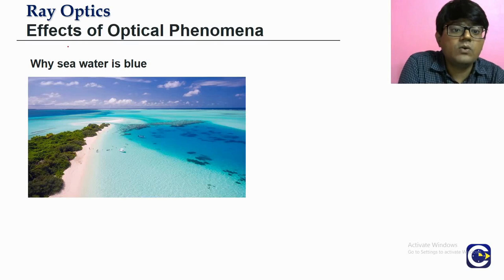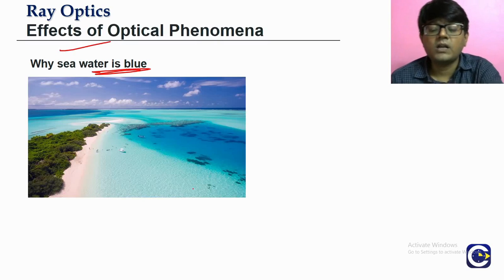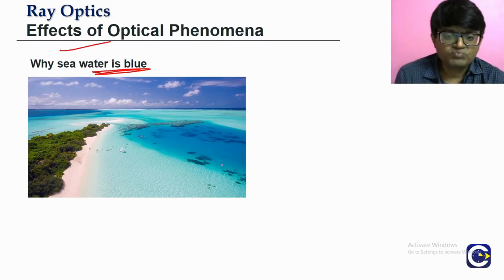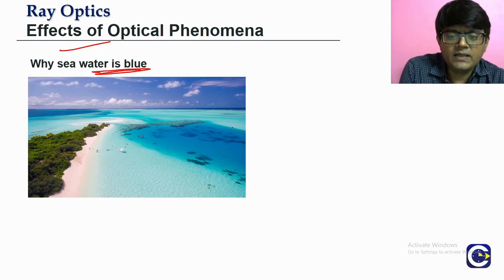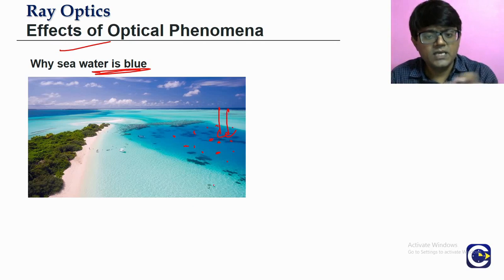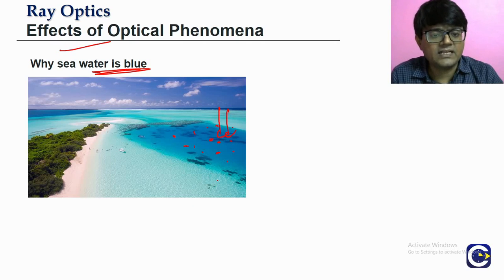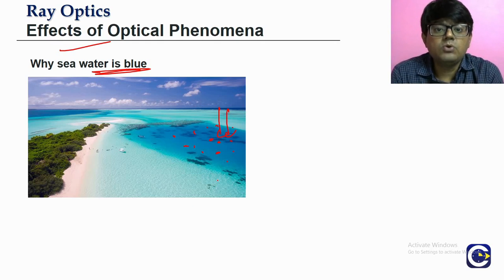Similarly, when we look at the color of the water in the ocean, that also appears to be blue. Why? Because when light rays fall on them, the small particles of the sea also predominantly scatter the lower wavelength part, which is predominantly the blue color. That is the reason why we see sea water as blue.